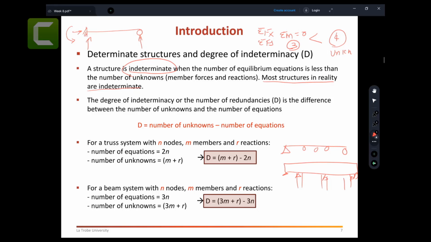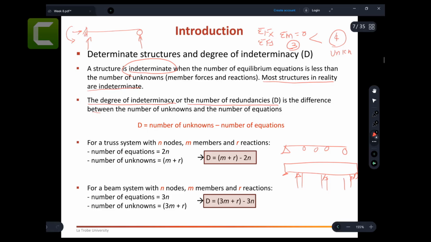So now all the structures that you come across in your real life, in your career as structural engineers, you are going to analyze indeterminate structures. Now, for that, degree of indeterminacy, or we call it number of redundancy. That's the new terminology that I'm introducing right now. They both are interchangeable words. You can call them degree of indeterminacy and number of redundancy, and that is represented by capital D.